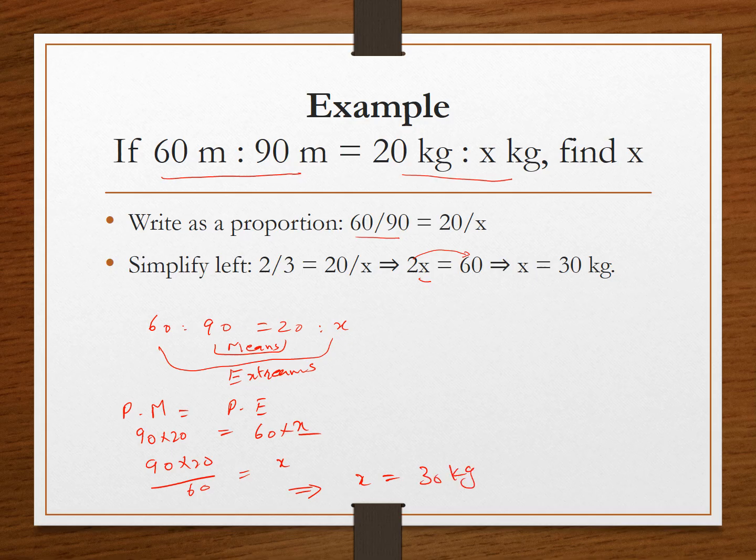So the questions that are in proportion, we can solve these questions by using cross multiplication if we write the ratios in fraction, or we can use the formula of product of extreme is equal to product of mean.